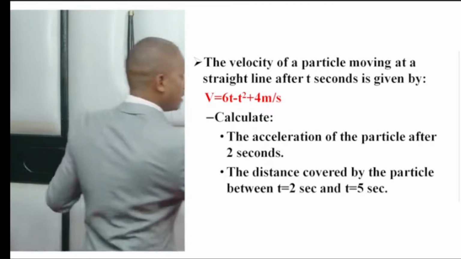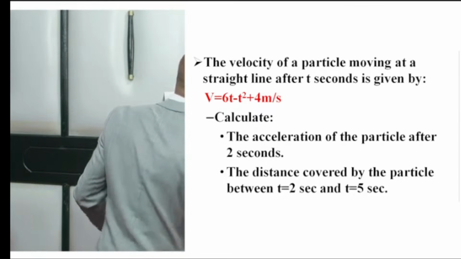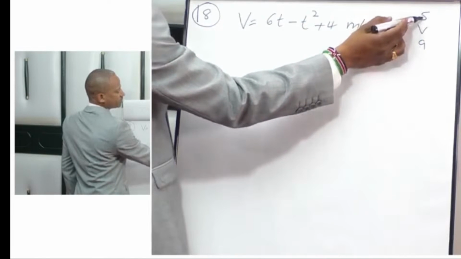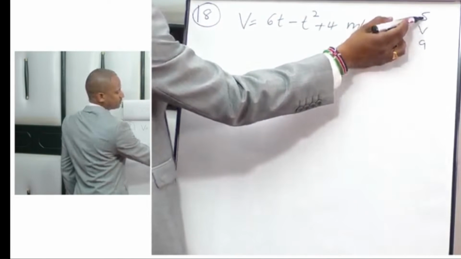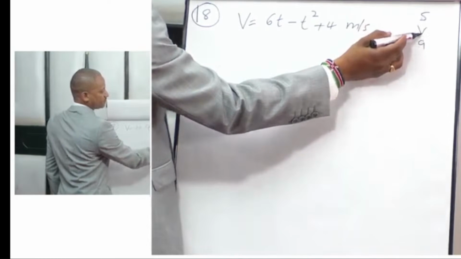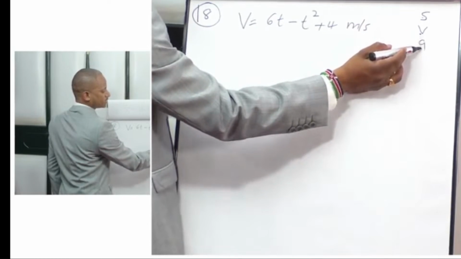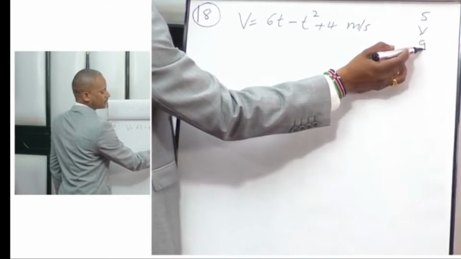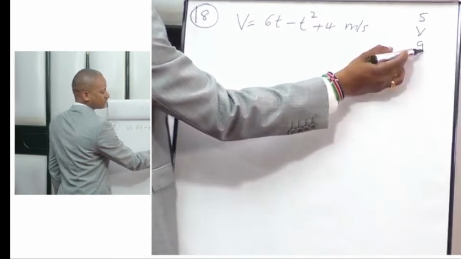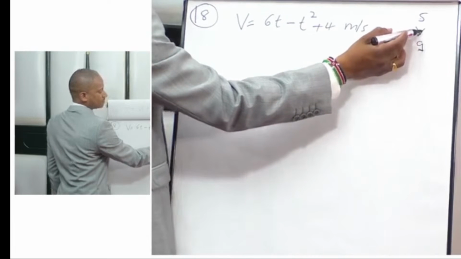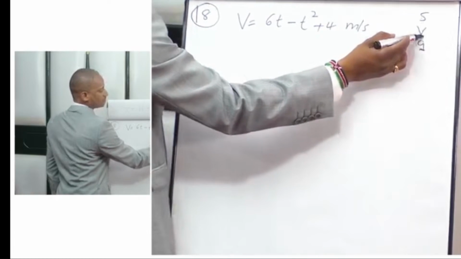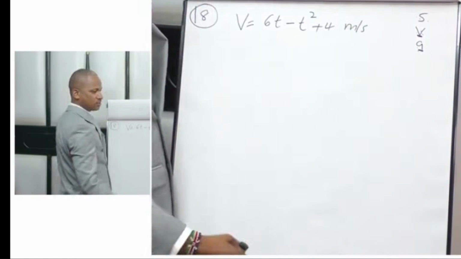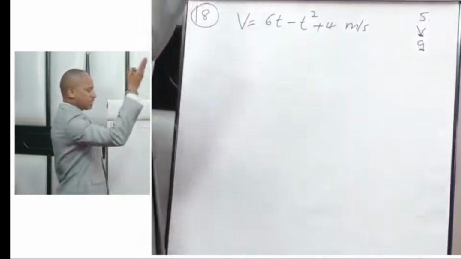You have velocity. Remember, go with this principle, SVA: displacement, velocity, acceleration. If you differentiate displacement with respect to time, you get velocity. If you differentiate velocity with respect to time, you get acceleration. If you integrate the opposite, acceleration with reference to time, you get velocity. If you integrate velocity with reference to time, you get displacement. So differentiation goes down and integration goes up.